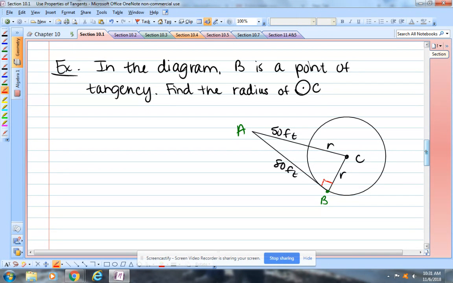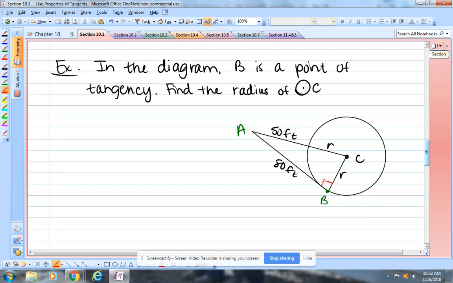So B is my point of tangency. That means that AB, I'm sorry, is tangent to circle C at point B. So that tells me this is a 90-degree angle because these two have to be perpendicular to each other. They told me it was tangent. That's how I know it's perpendicular. Does that make sense? If they tell you it's tangent, you know it's a right angle there. Find the radius of circle C. Those are what those R's mean. Right?